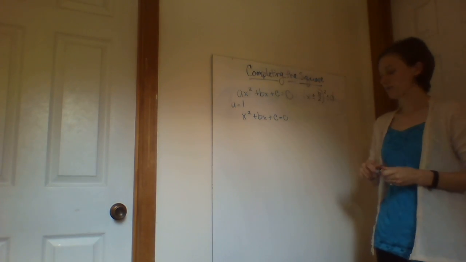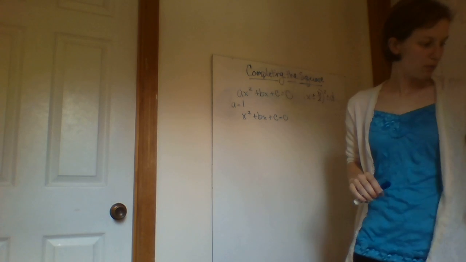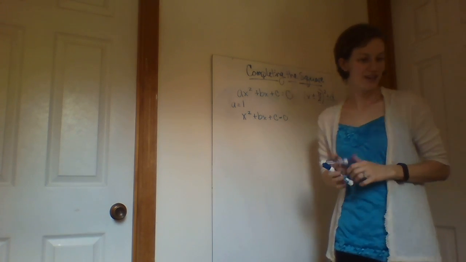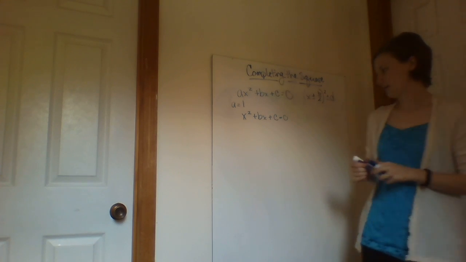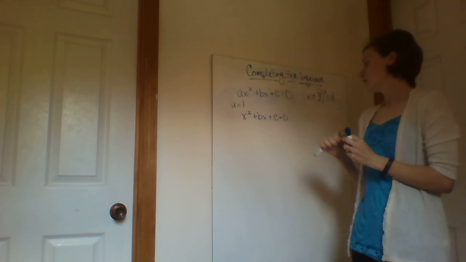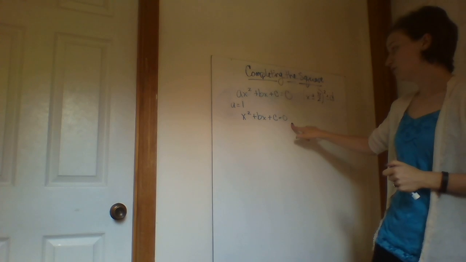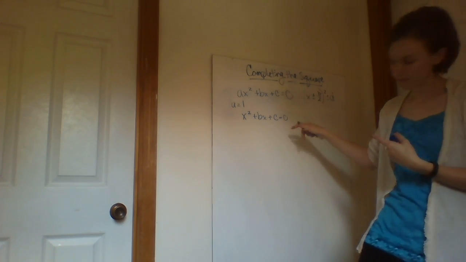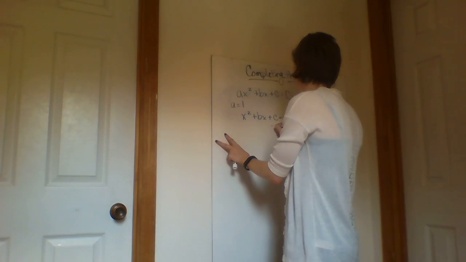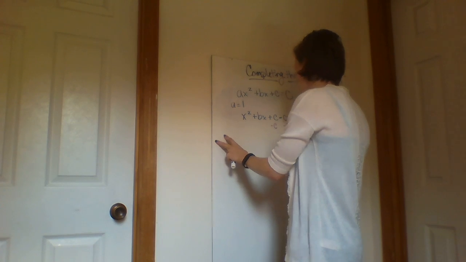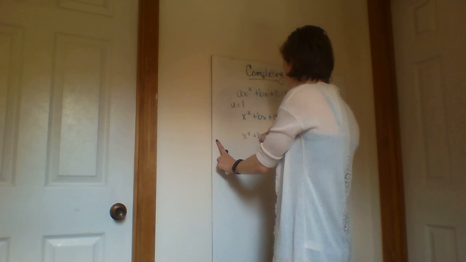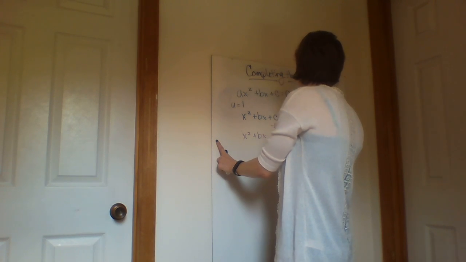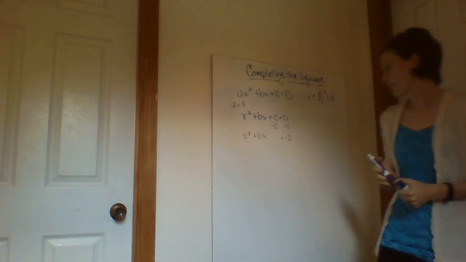Our next step is, could I have the purple marker? Thank you. Our next step is to move this c over to the other side. So what do we have to do for that? We have to subtract the c. And we have minus c, and that can be rewritten as x squared plus bx equals negative c.